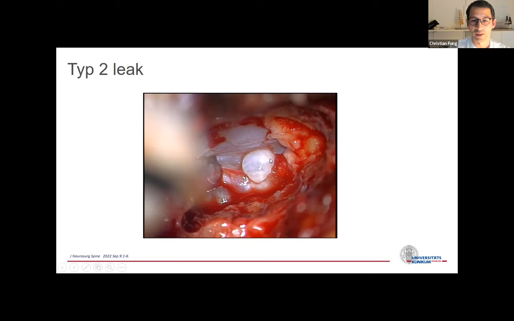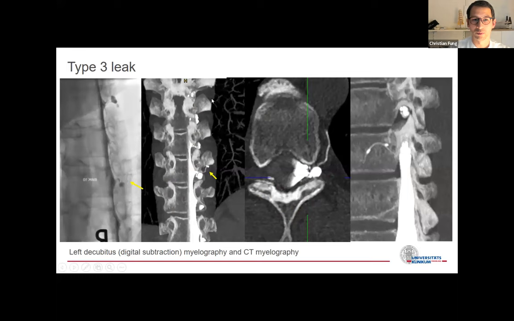And the last type of leak that I'd like to present to you, type 3 leak, is the direct CSF venous fistula. Just as an example, you can see here the contrast media, which is pooled while the patient is in the lateral decubitus position. And you can see here an early draining vein, draining CSF and contrast media, which proves the direct CSF venous fistula. So we have three types of CSF leaks, type 1, type 2, type 3: the ventral, the lateral, and the direct CSF venous fistula.